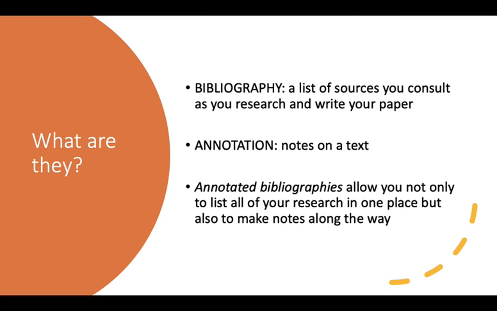So first of all, what are annotated bibliographies? Annotated bibliographies are a bibliography, so first of all, a list of sources you consult as you research and write your paper, and they're annotated. An annotation is a note that you make on a text. So an annotated bibliography allows you not only to list all of your research in one place, but also to make some notes along the way.